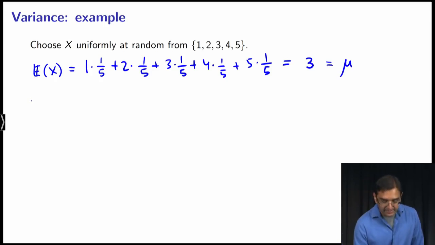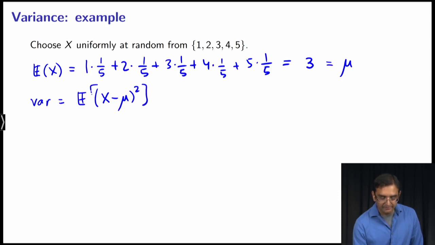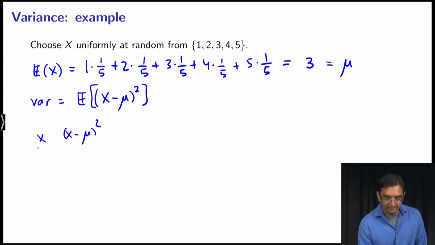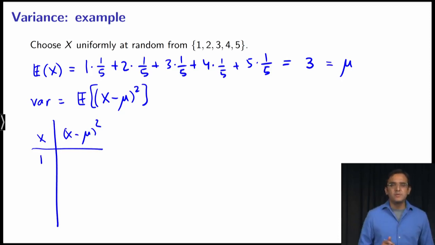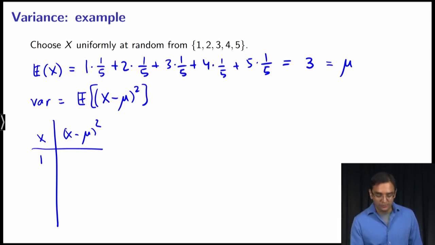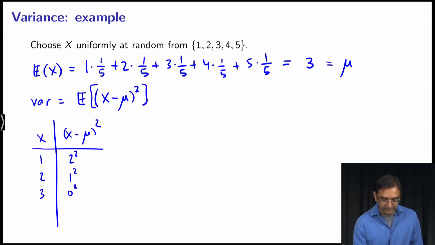To compute the variance, we need the expected value of x minus mu squared. Okay? So let's look at the different values that x can take on and x minus mu squared. When x is 1, x minus mu squared, so mu is equal to 3, is 2 squared. When x is 2, x minus mu squared is 1 squared. When x is 3, x minus mu squared is 0 squared. 4, 1 squared, and 5, 2 squared.